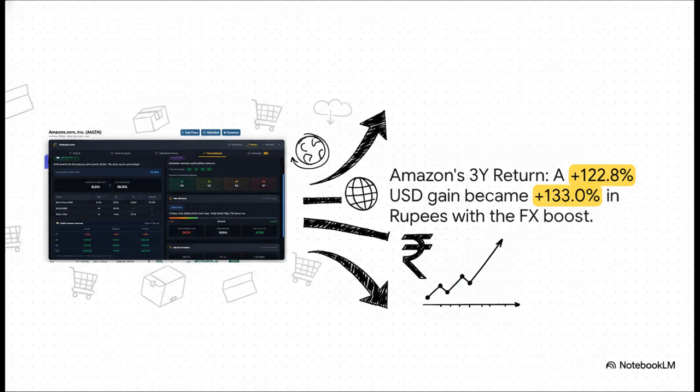Let's make this real. Take a look at Amazon. The extension shows us a fantastic 3-year return in dollars, 122.8%. Great. But now, look at the line right below it. The dollar boost from the currency move added another 4.6% on top. So your actual total rupee return wasn't 122, it was 133%.